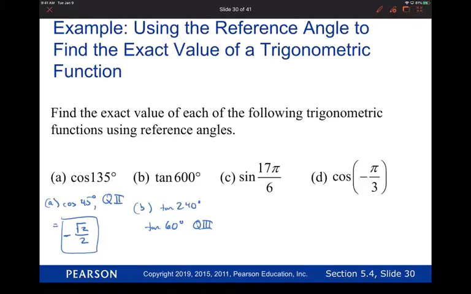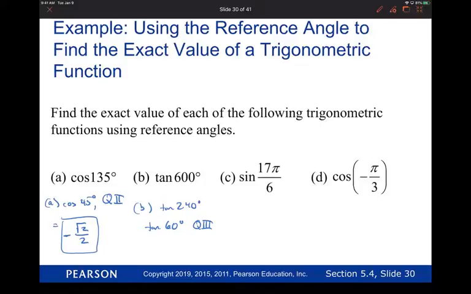Quadrant 3, we still use the 180, because 270 is the y-axis. We want to do the x-axis, right? So if we're over here in quadrant 3, say we're at 250, what's the reference angle? We would have to say 250 minus 180, right? So we either are using 0 or 180, but it's all centered around the x-axis.